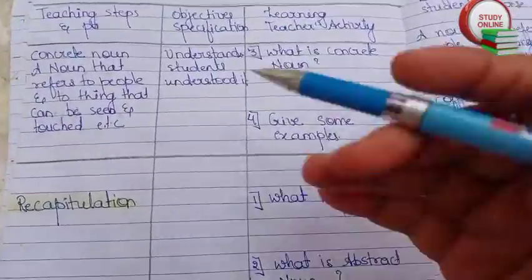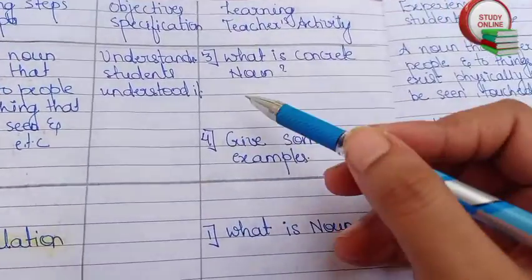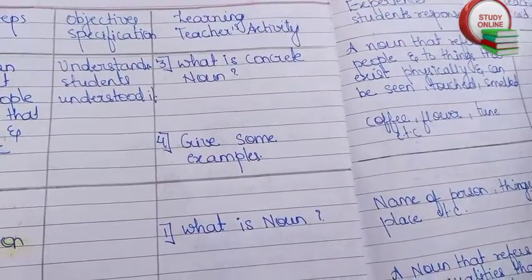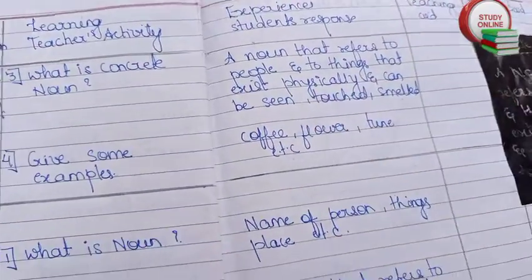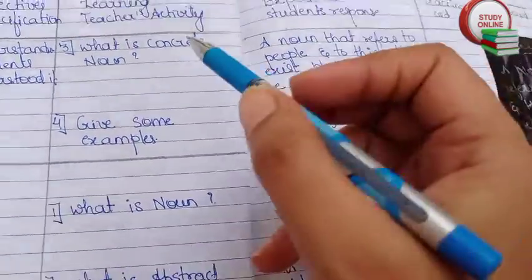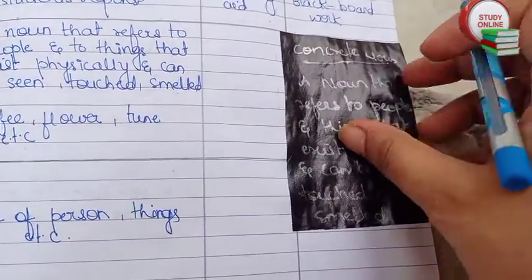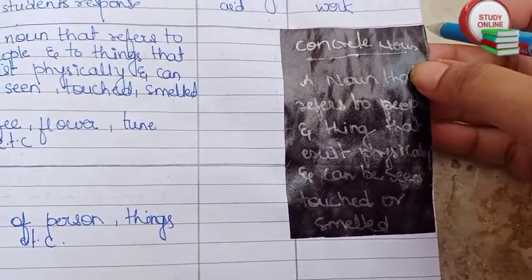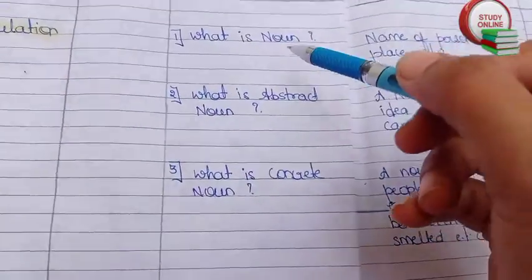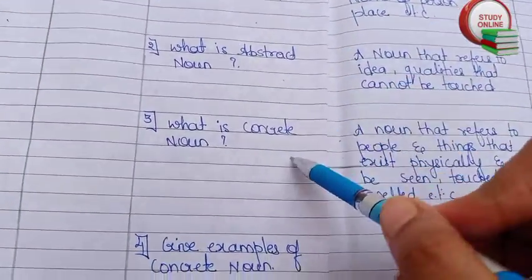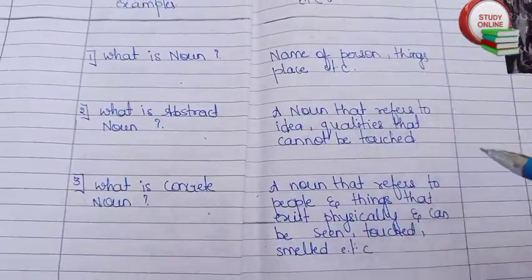This is the rest of the presentation 2, and these are the questions we have to ask students, and this is the expected answer. You can see here what is concrete noun, give some examples, and here is our blackboard work. So here is the recapitulation part. What is noun, what is abstract noun, what is concrete noun, give an example of concrete noun. And here are the answers.